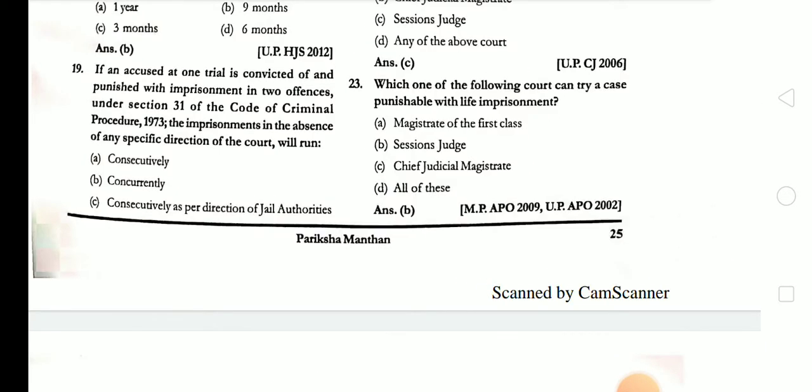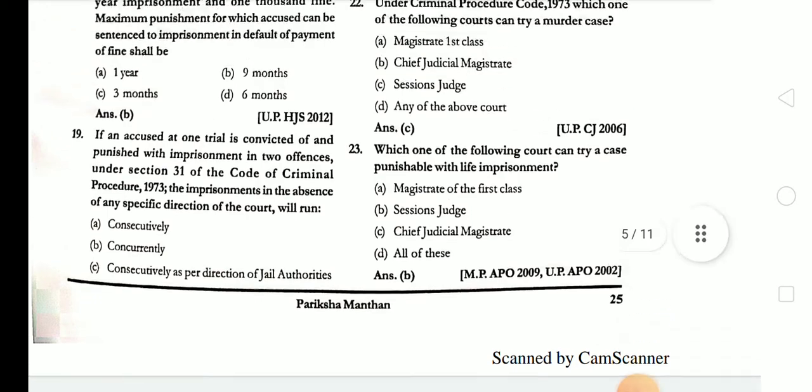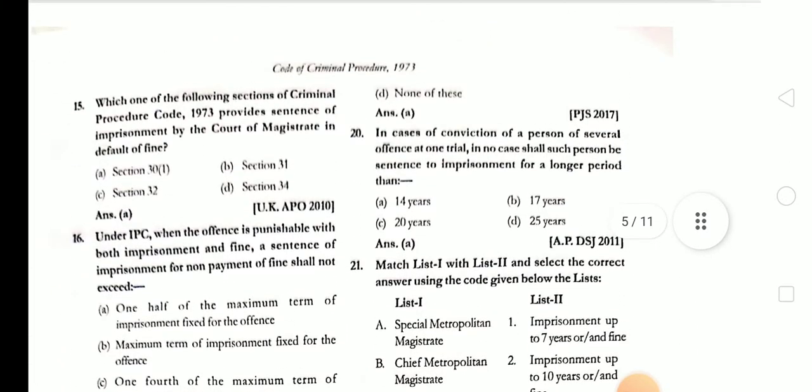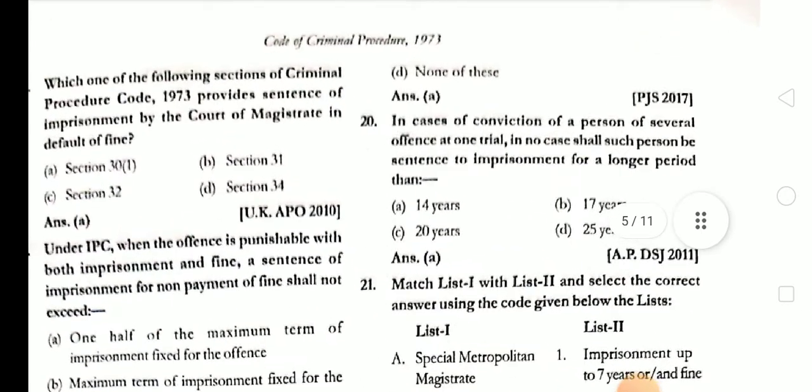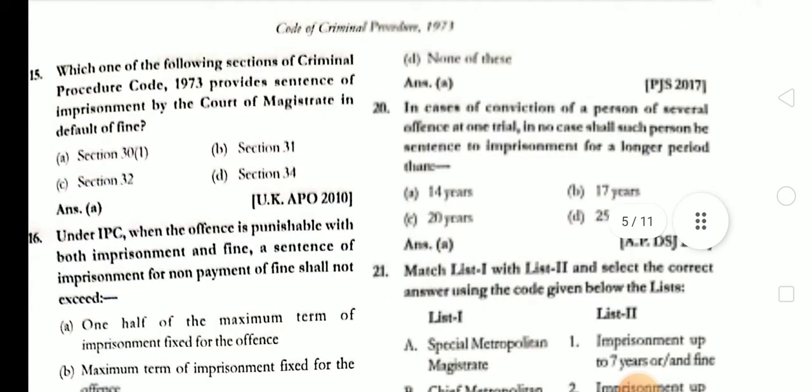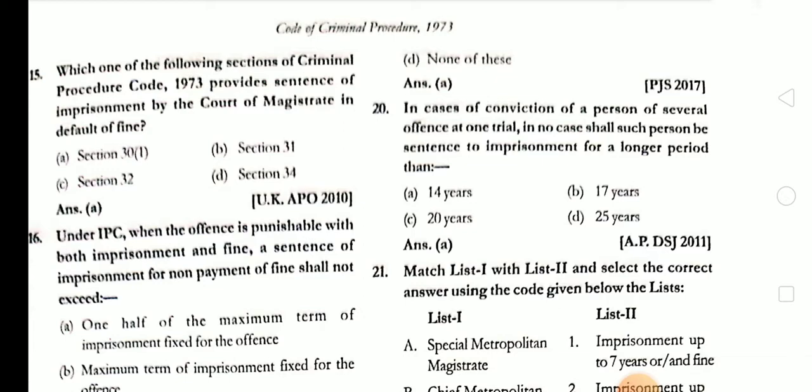Consecutively. So if there is no specific direction as to how the sentence will run, it will run consecutively. Next question: in case of conviction of a person of several offences at one trial, in no case shall such person be sentenced to imprisonment for a longer period than, answer is 14 years. This is also provided under section 31.